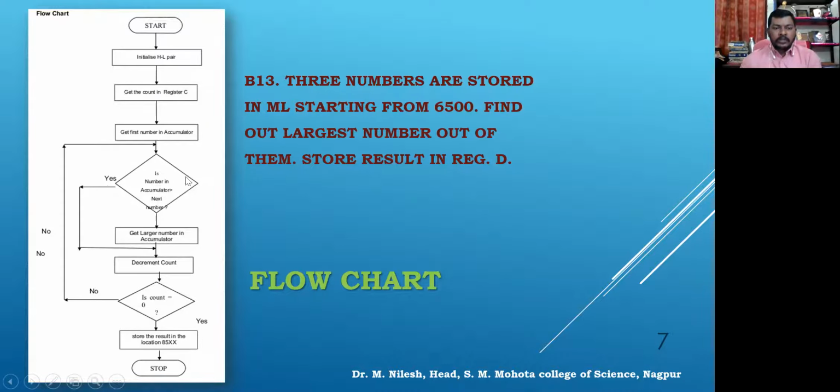Then one number is over, so decrement the count. If the decrement is not 0, then repeat the step again, and if the numbers are over, then come out of the program and store the result wherever we are expected to store, and lastly stop the program. So this is the flow chart that we are trying to solve, and we are trying to write this program.